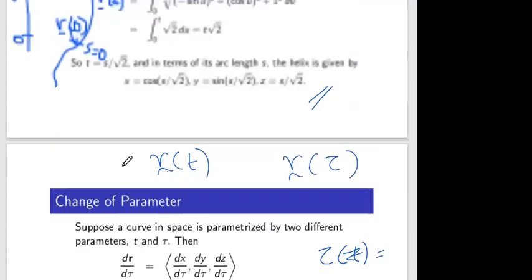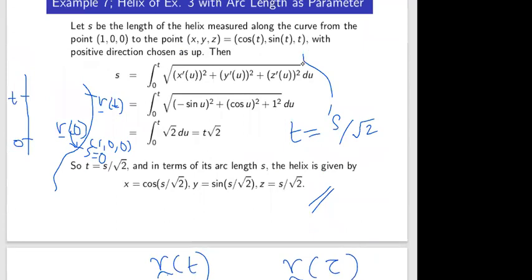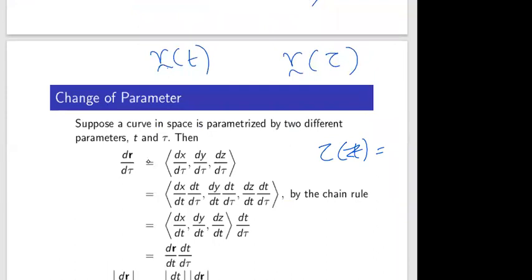So you can use chain rule definitely here. What is this one? This is the magnitude of dr/du. You have to find dr/dtau. But my equation is everything in terms of t. If you know this relation, let's say tau is equal to square root of 2 over t, I'm able to express this in terms of tau by using chain rule here.